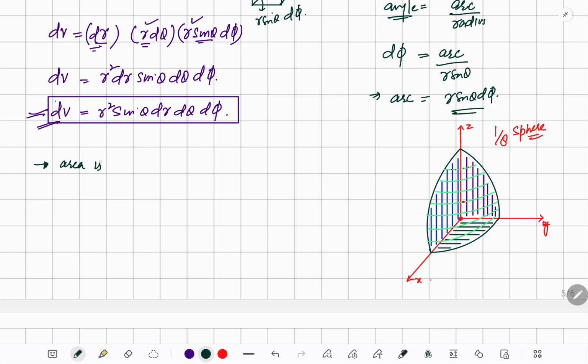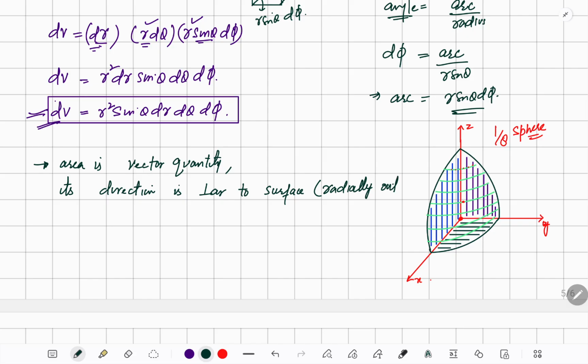Area is a vector quantity, and its direction is perpendicular to the surface but radially outwards. Okay, radially outwards. You have to remember this. Radially outwards is the direction for any closed surface, because we can make two perpendiculars to any surface, one inwards and one outwards, but the area vector is the outward vector for any surface.